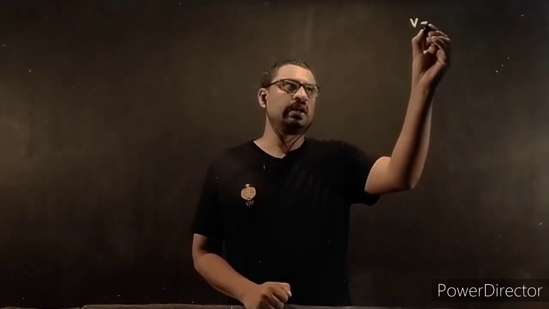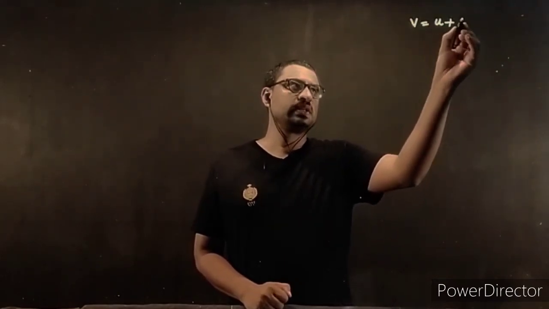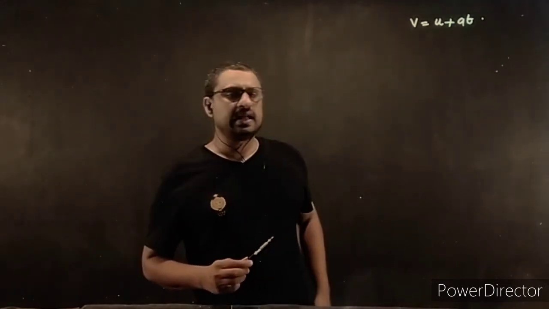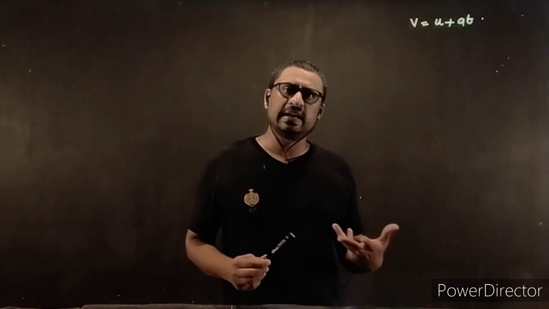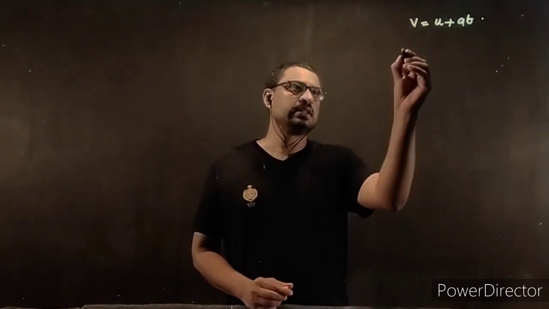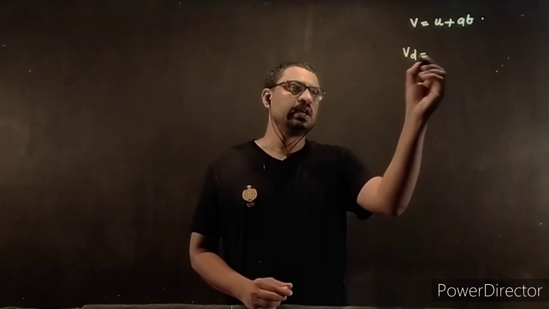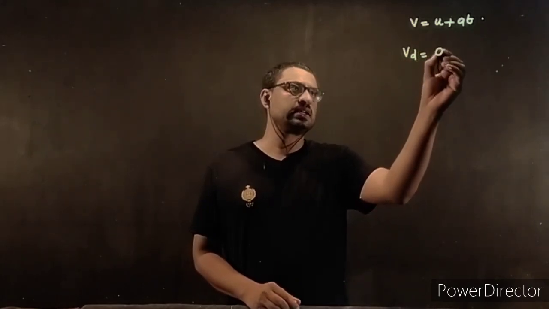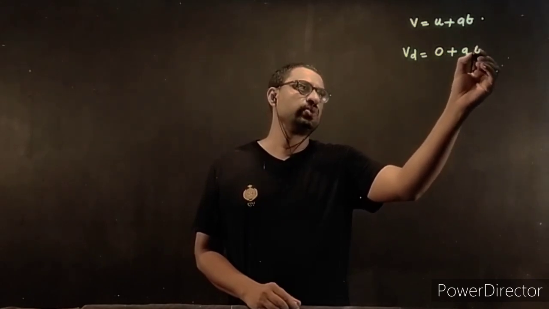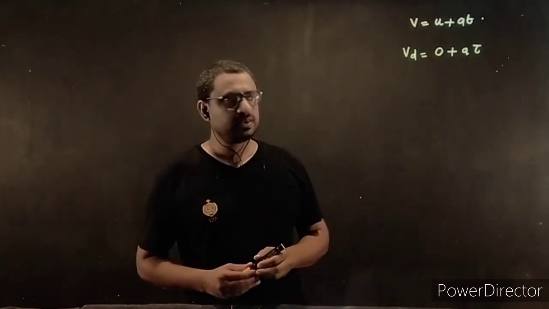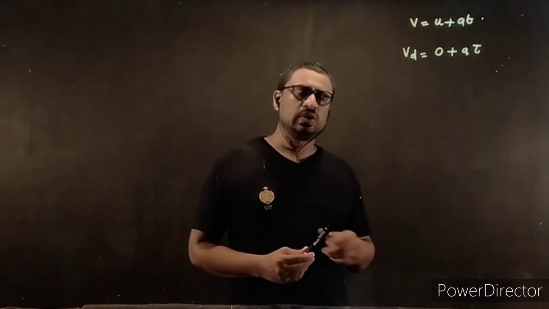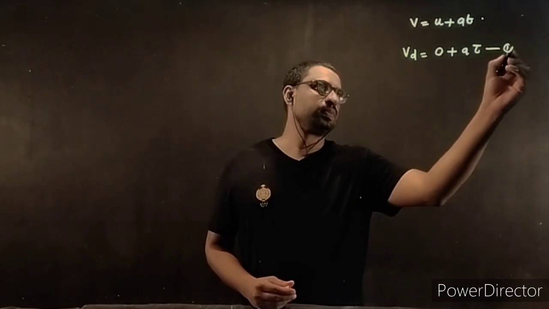You know the equation from kinematics, V equal to U plus AT. And the velocity, the average velocity finally acquired by the electron, is the drift velocity. So Vd equals, initially we take the electron at rest, so zero, plus acceleration into relaxation time, tau. So this is equation one.